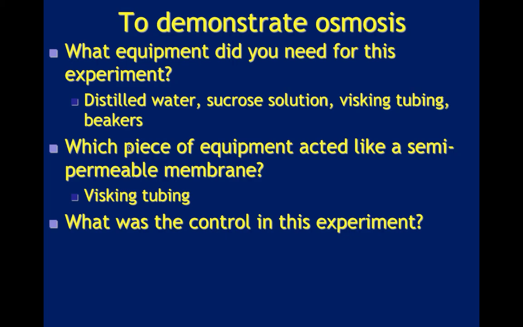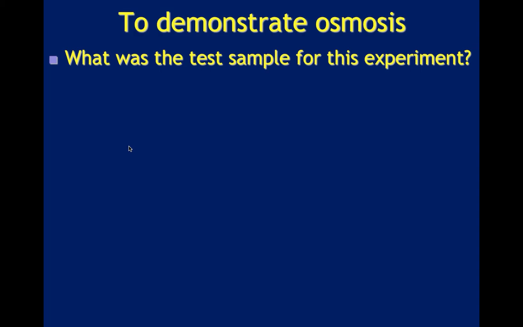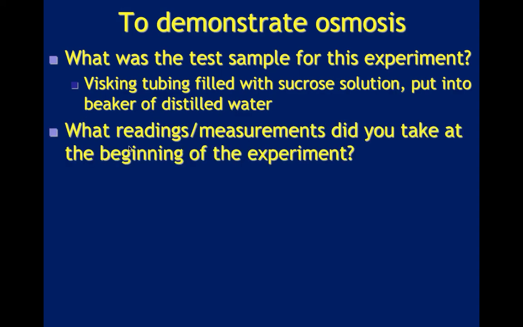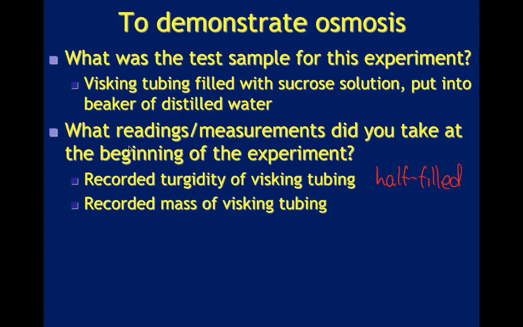The control is visking tubing filled with the distilled water and put into distilled water. So there should be no change in your control if you've done this experiment right. The test sample for this experiment is the visking tubing filled with sucrose, and you put that into your beaker of distilled water. The readings and measurements that we took is you record the turgidity of your visking tubing, so it's half filled is one observation, and another is the mass.